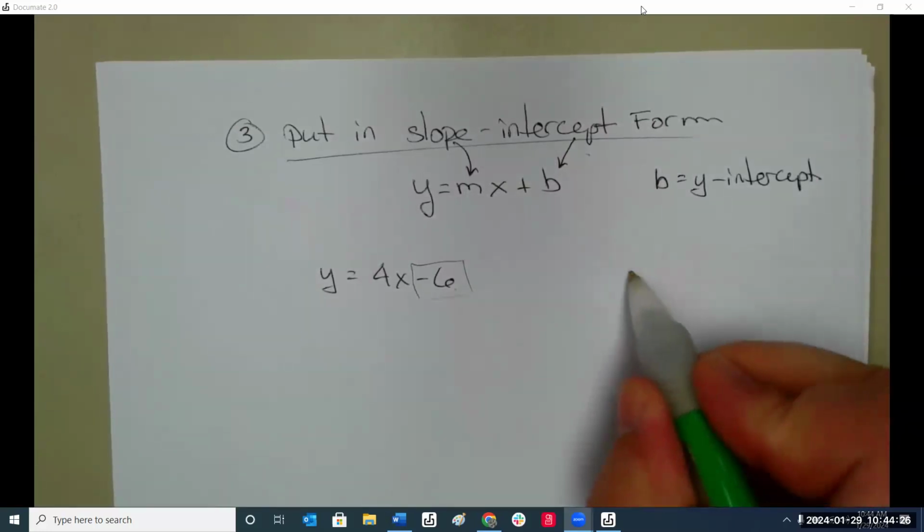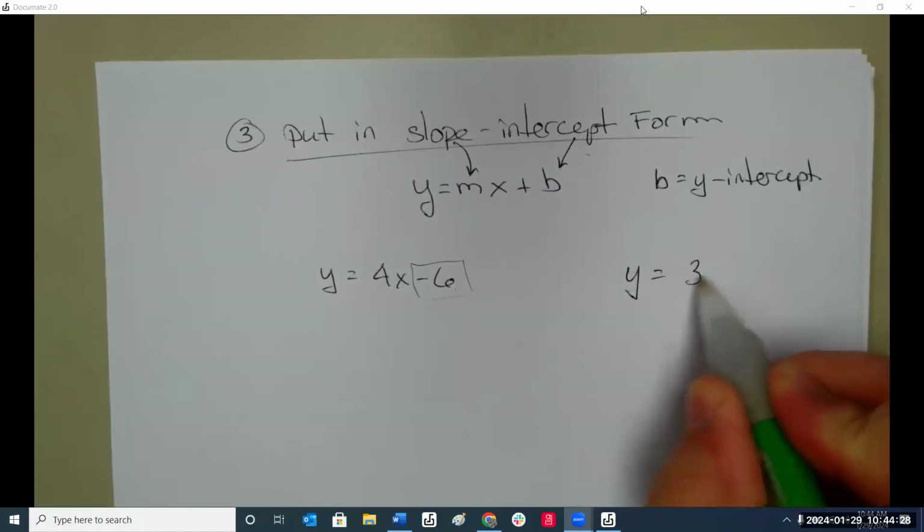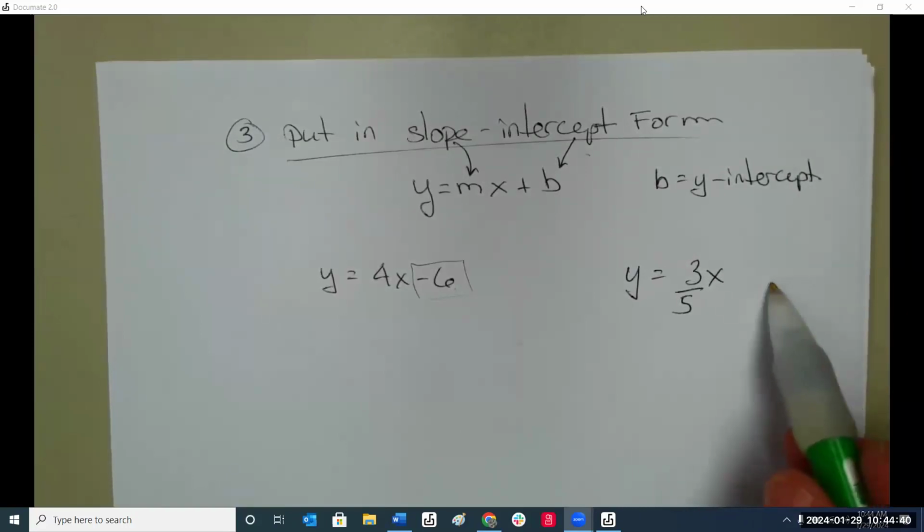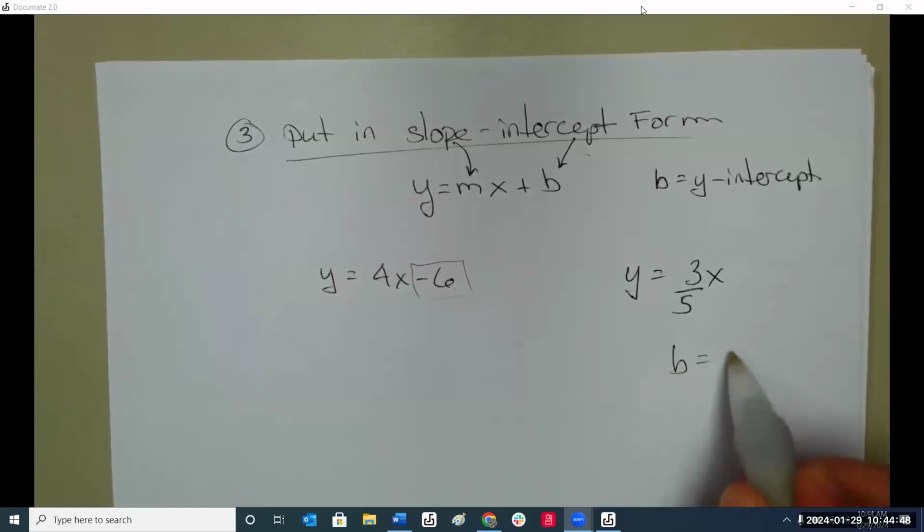In other words, if I had this equation, if I had that equation, what's the y-intercept? Is there anything there? Okay, if you had to put a number in there, what number would you put in there so it doesn't show up? 0. So the y-intercept is 0.